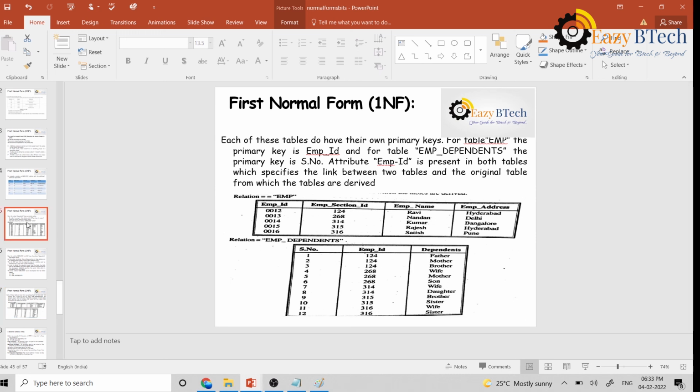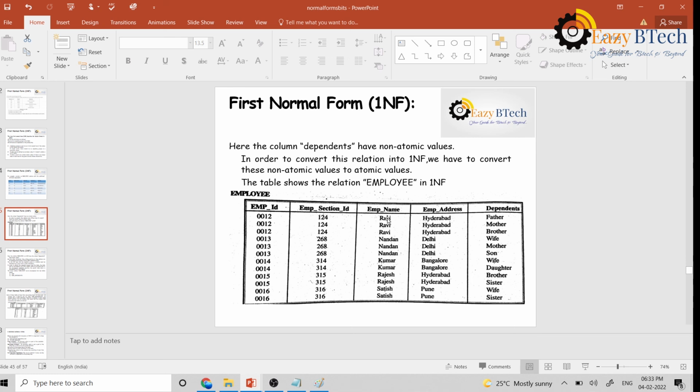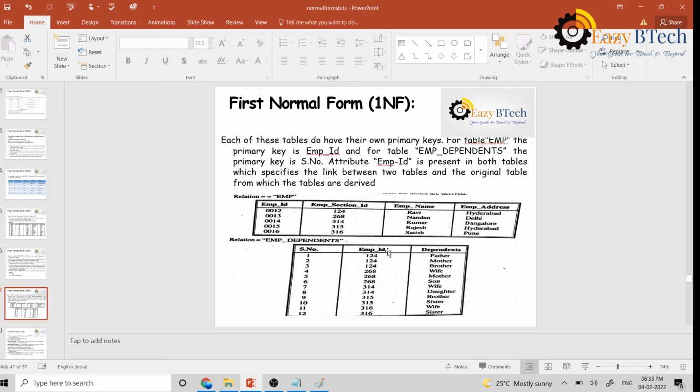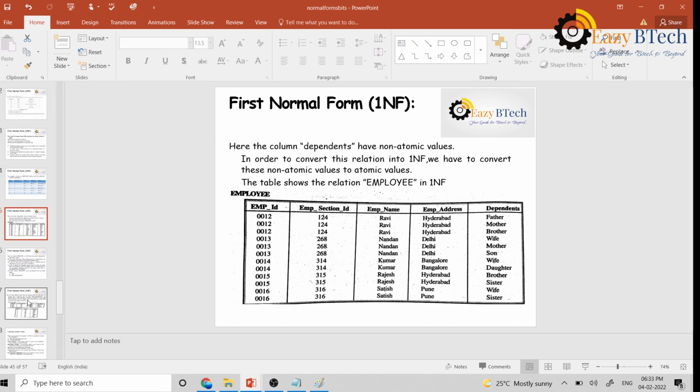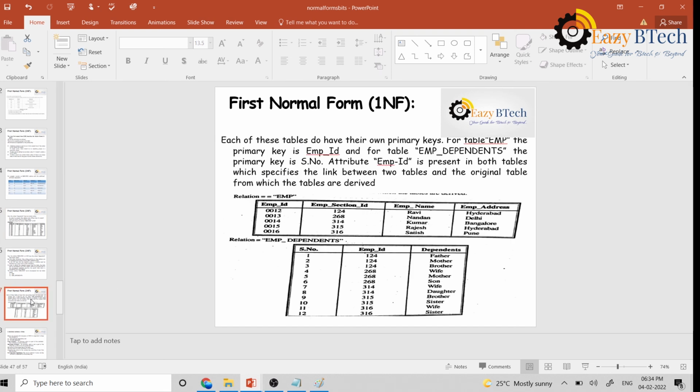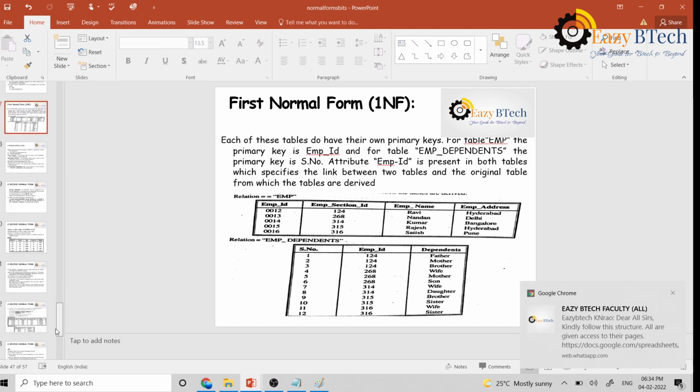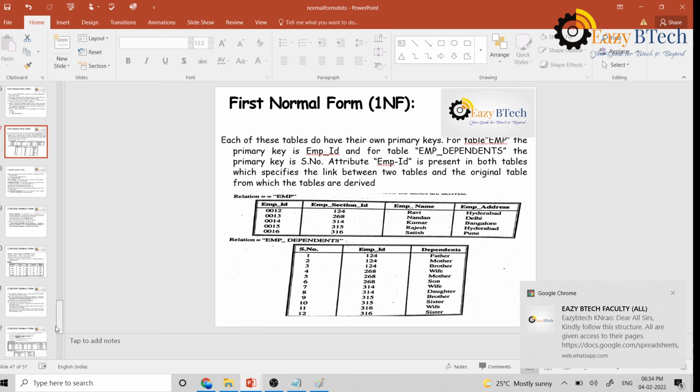No problem. In the previous one we also had redundancy, Ravi, Hyderabad. We always have to decompose the data. Actually, there three attributes are repeated, while here only one column, only one attribute, is repeated. Compared to that, after decomposing we avoid redundancy between the first table and the second table. This is called the first normal form.